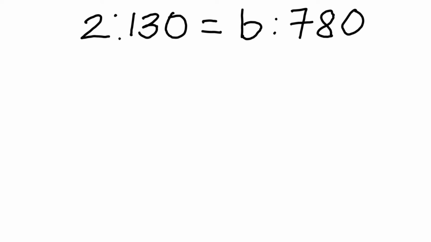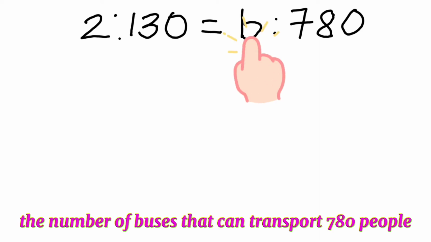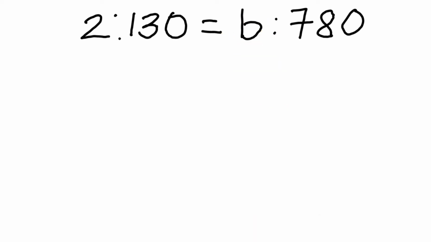Ngayon na isolve na natin ang ating problem gamit yung proportion na na-set up natin. Okay, so ang ating proportion ay 2:130 equals B is to 780. Gagamitin natin dito yung ating knowledge in finding the missing term. And the missing term is B, or the number of buses that can transport 780 people. Okay, let's start. So we are going to multiply the extremes and the means. Let us multiply the extremes.